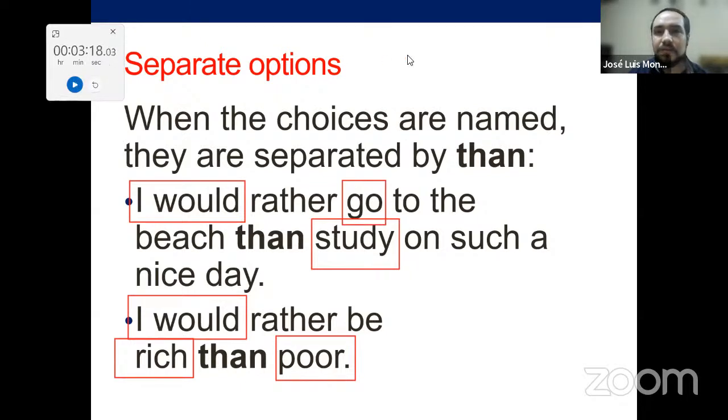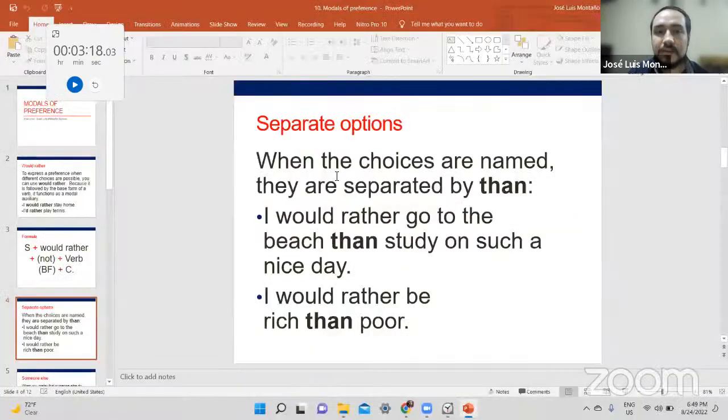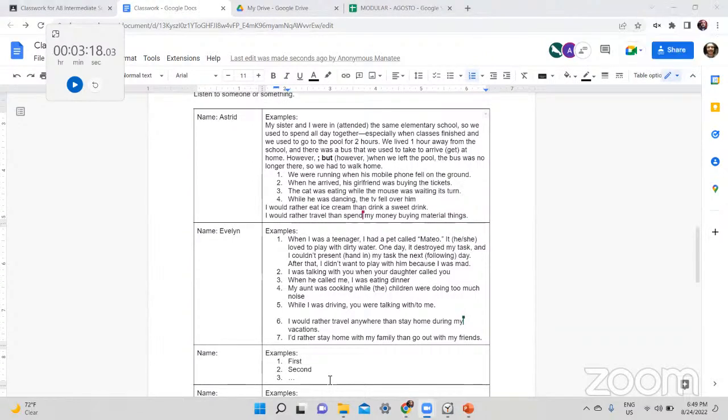Remember that it's only 2 examples using would rather plus a comparison or something that you'd rather than another action. So we'll have to start with you, please, Astrid, once again. Let's read your examples. I would rather eat ice cream than drink a sweet drink. I would rather travel than spend my money buying material things.